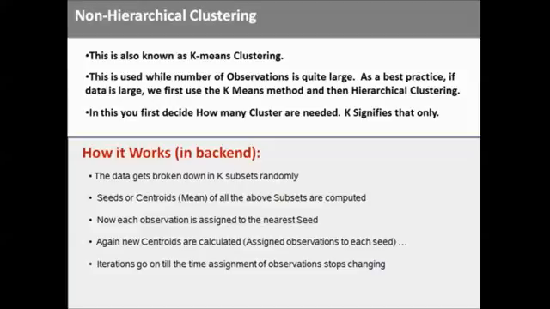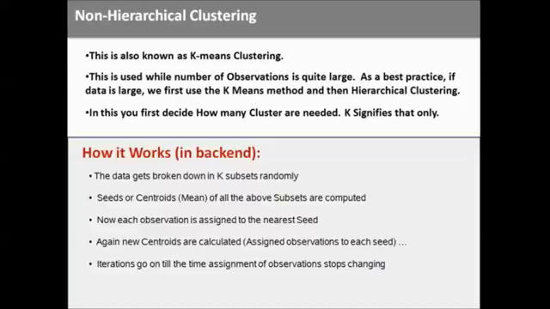As we discussed in the first class, up to 100 observations or say 150 or 200 observations we can use hierarchical clustering. However, if the data is too large, real industry data in millions, in thousands, we use k-means clustering or non-hierarchical clustering.